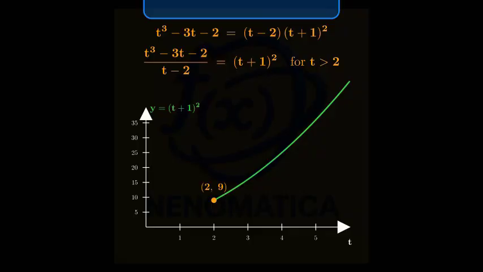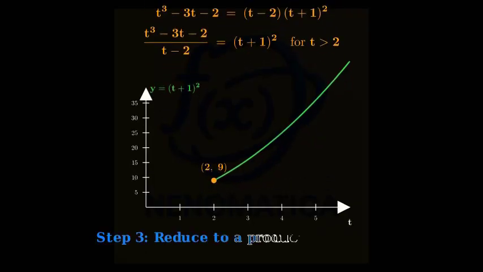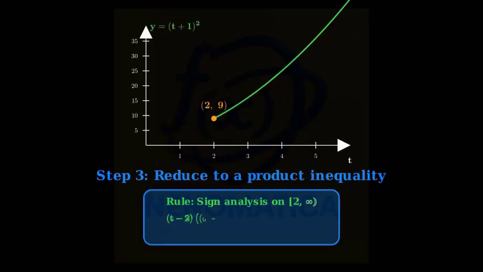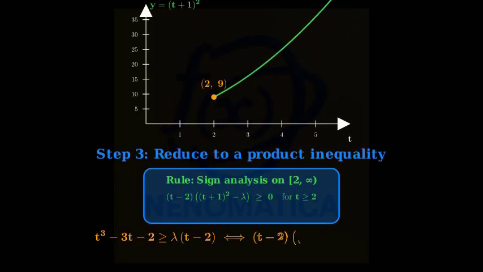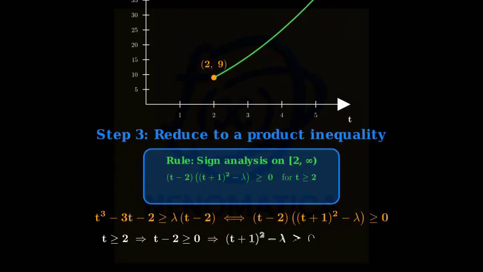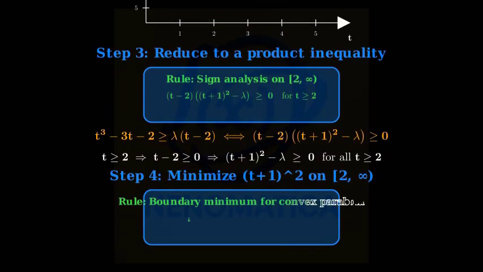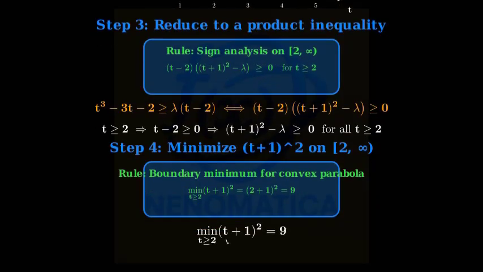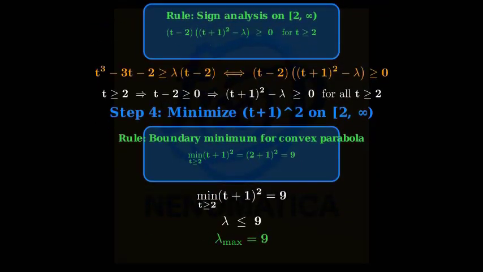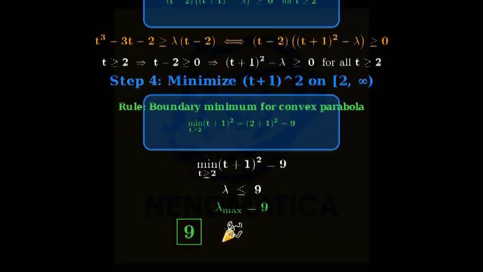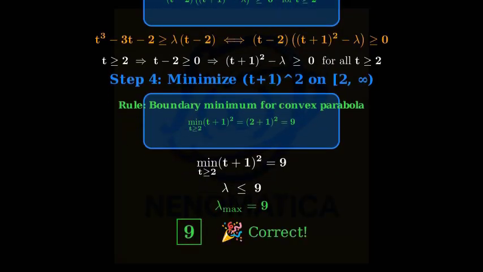Step 3. Reduce the inequality to a product and deduce the requirement on lambda. Step 4. Minimize (t plus 1) squared on t greater or equal to 2. The minimum occurs at t equals 2 and equals 9. Therefore, the largest lambda is 9. Answer: the largest value of lambda that works for all positive a is 9. Quick recap. Substitute t equals a plus 1 over a, factor.